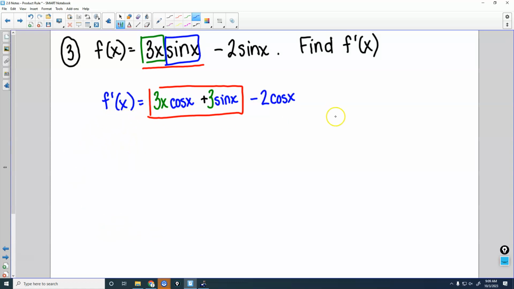This is your slope of your line tangent to the graph there, but it is not like your equation of your tangent line or anything, like a y equals mx plus b sort of thing. For them to ask that, they'd have to give you a point where you're plugging that in. Okay.